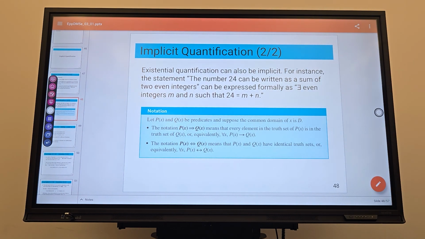So let P of X and Q of X be predicates, and suppose the common domain of X is D. The notation P of X with a double arrow to the right, Q of X, means that every element in the truth set of P of X is in the truth set of Q of X, or equivalently, for all X, if P, then Q.